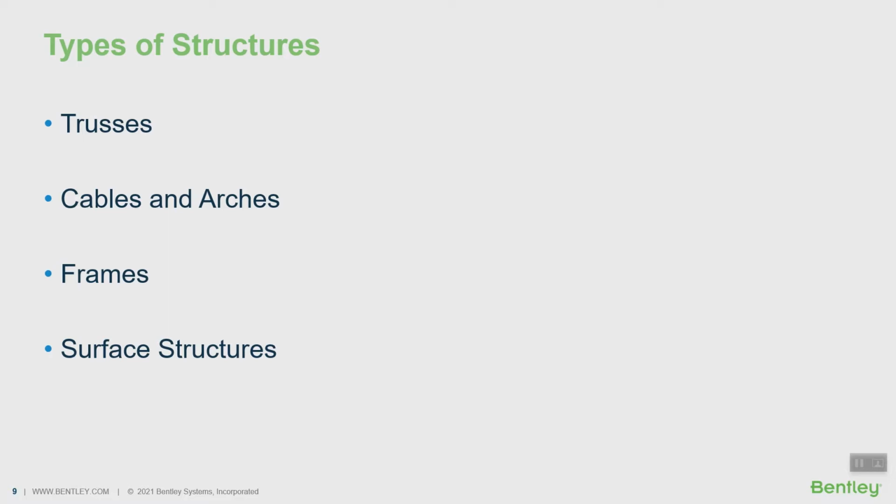As mentioned before, a structure is a system made up of a combination of different structural elements. Depending on the different ways in which this combination can be configured, we get different types of structures, which are broadly classified into these four categories. So let's briefly discuss each one of them.